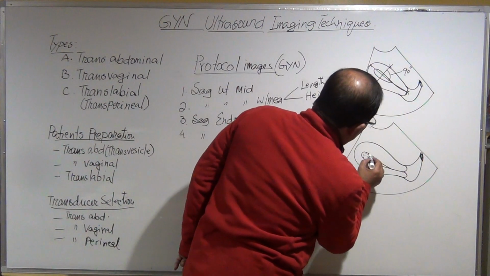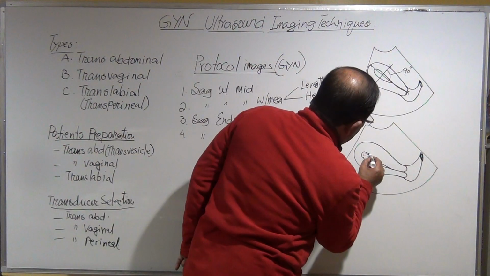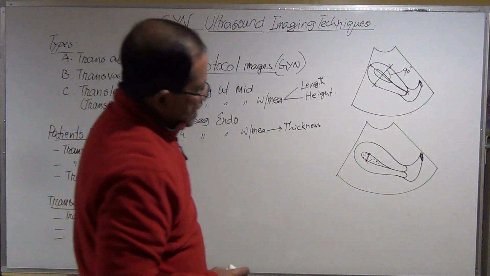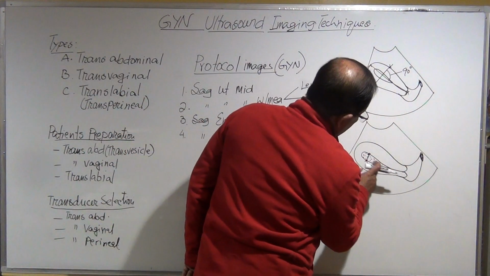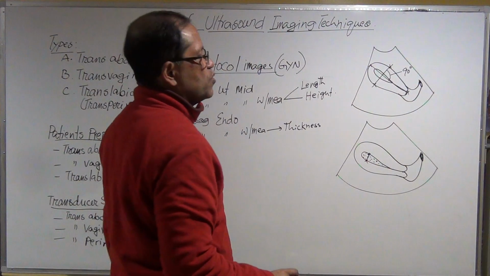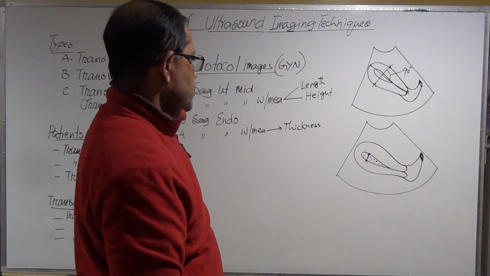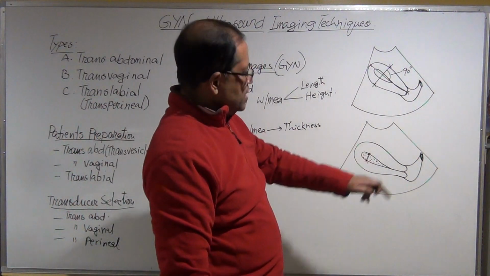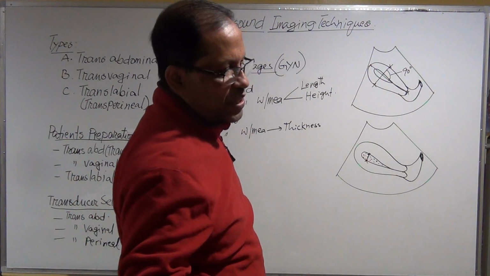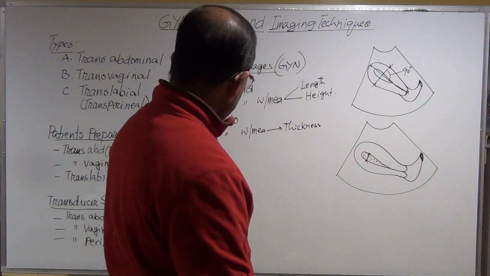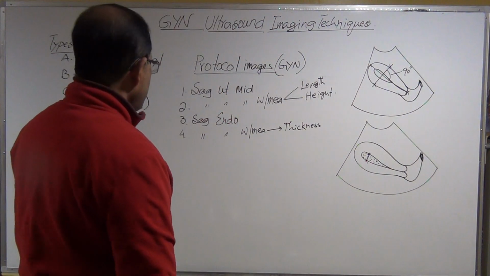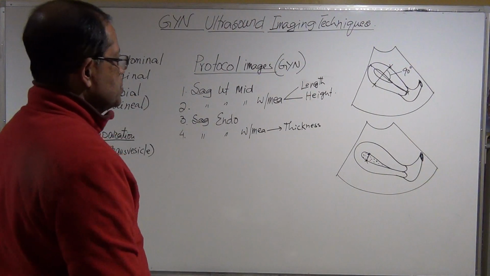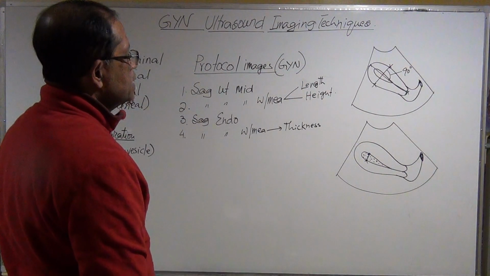You will measure the highest point of height. It has to be perpendicular to the long axis of the endometrium. Okay, and the thickness of this endometrium varies with the menstrual cycle that I discussed before. Okay, so these 4 images, you got it?